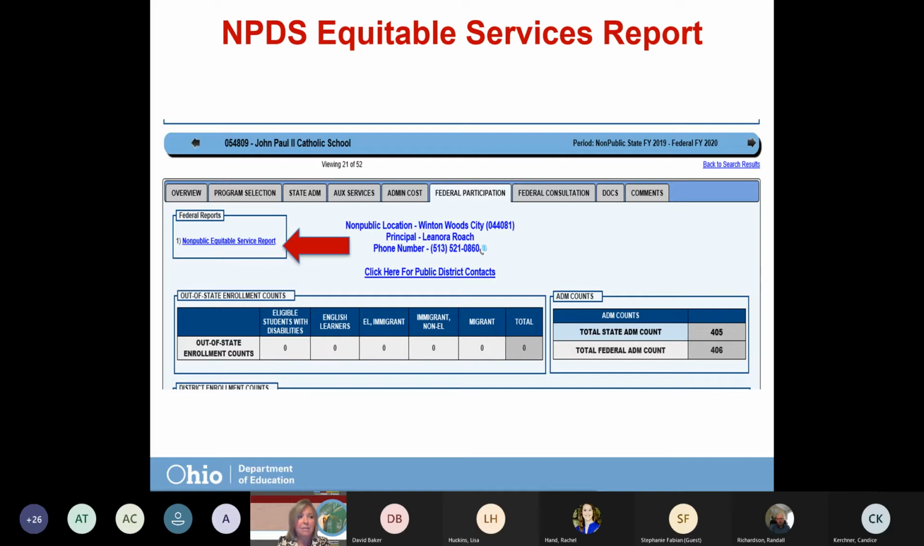The non-public data system has a report link that will allow you to view all of the equitable service amounts generated for a non-public school. To generate this report, you would click on the non-public equitable services report link. It is important to note that this report is only available in NPDS if you've gone in from the non-public side. If you've gone in as a public district search, that report will not be there. So you'll want to switch the tab on the search screen and go in as a non-public school.